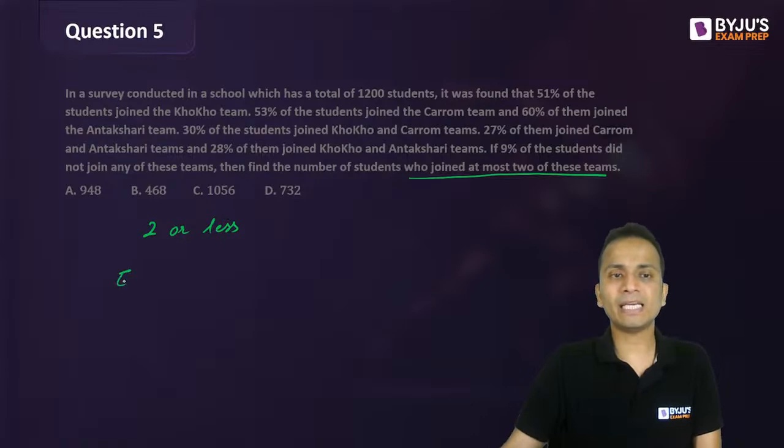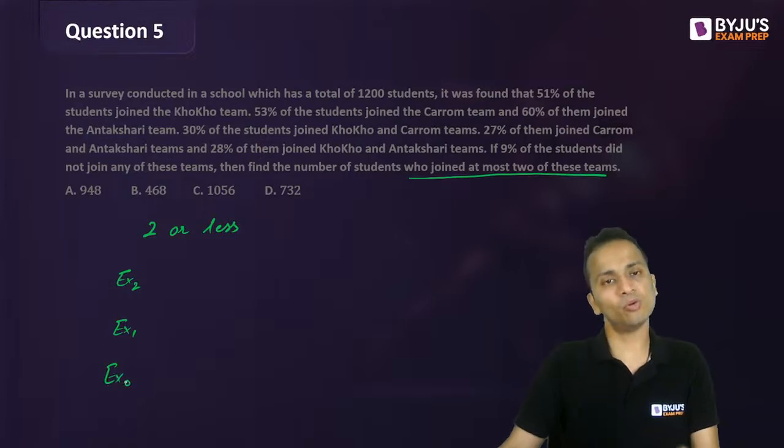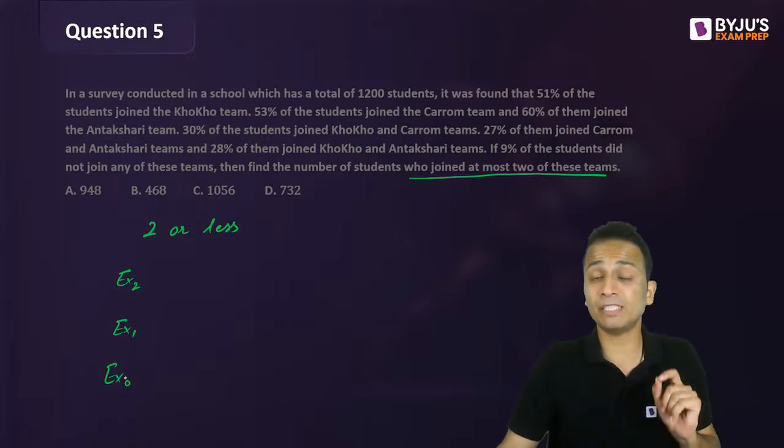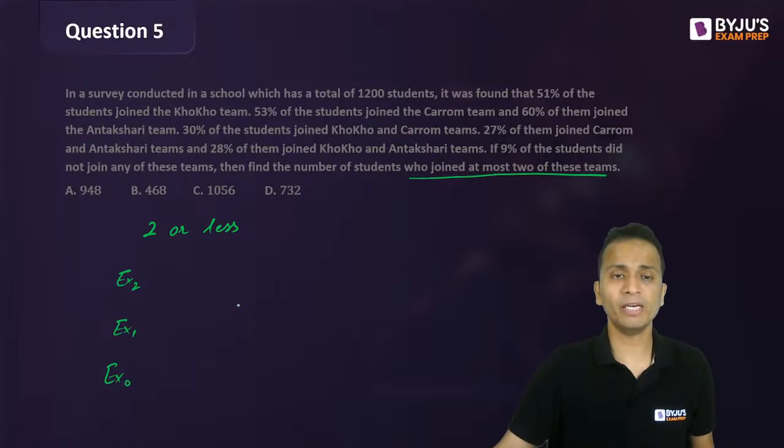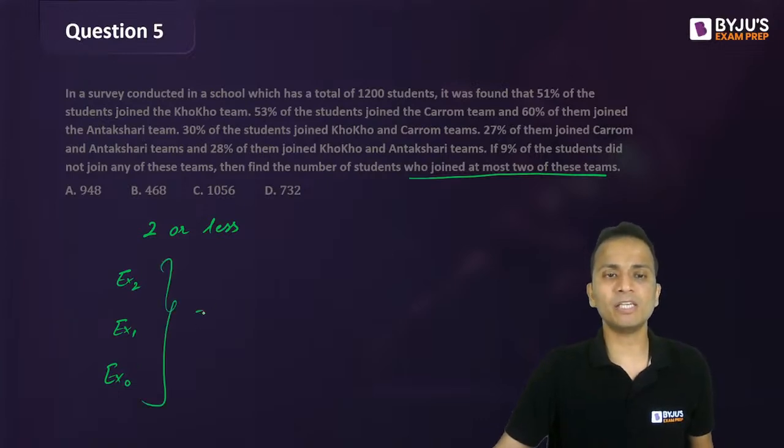So it will be exactly two, exactly one, and exactly zero. Zero वाले भी आएंगे यहाँ पे. Zero वाले भी consider करने पड़ेंगे. Okay. So that means the sum of these three will be total minus exactly 3.